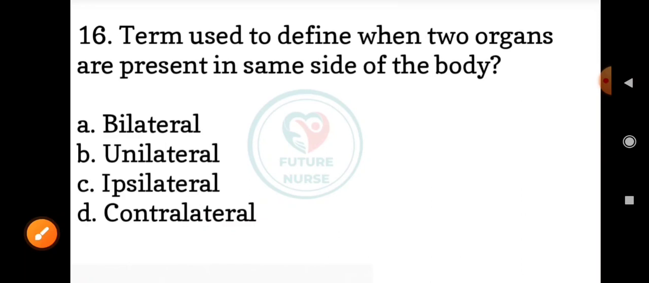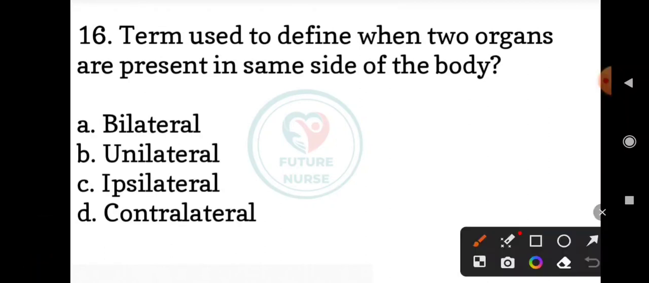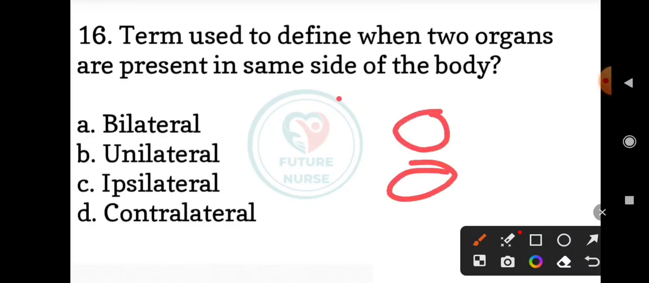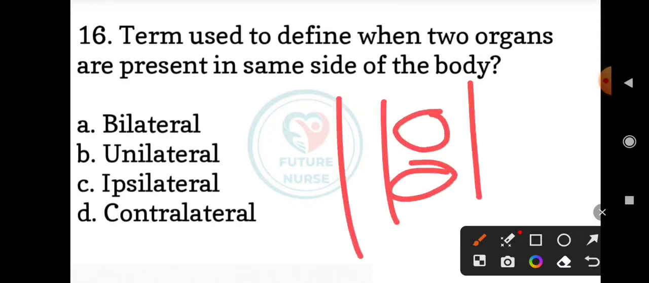Term used to define when two organs are present in same side of the body. So when the two organs are present at the same side of the body, it's called as. So the options are bilateral, unilateral, ipsilateral, contralateral. So when two organs are present in the same side of the body, it's known as ipsilateral.